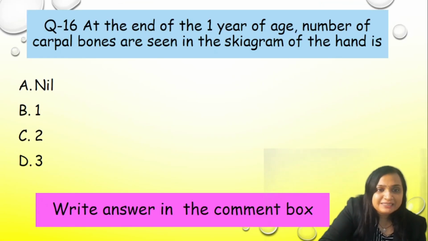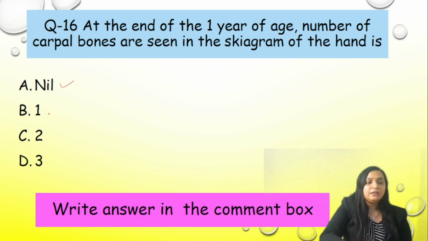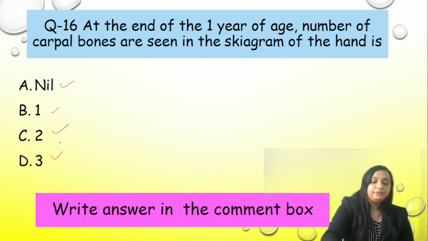So your question is, at the end of 1 year of age, the number of carpal bones seen in the skiagram of the hand is? Answers are A. nil, B. 1, C. 2, or D. 3?